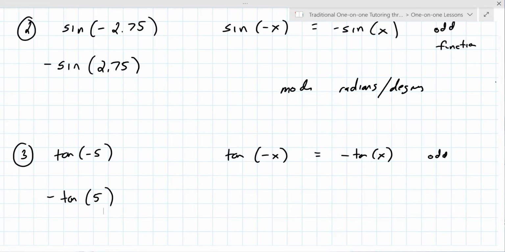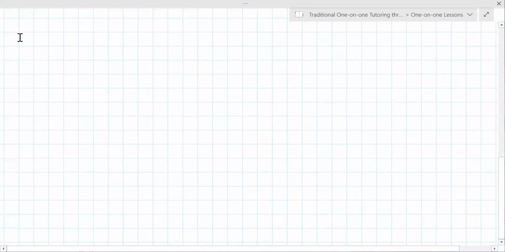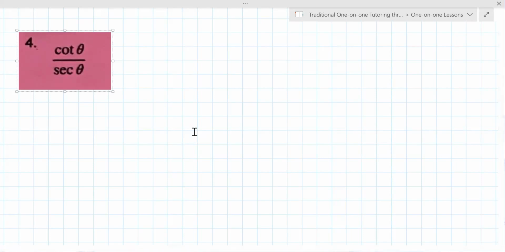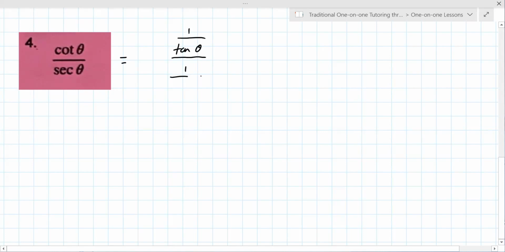So move to question 4. You have to know all of the reciprocal identities, all the trig functions in terms of sine and cosine. So cotangent is 1 over tangent, which is a good place to start. Secant is 1 over cosine theta. Now tangent is really sine over cosine.